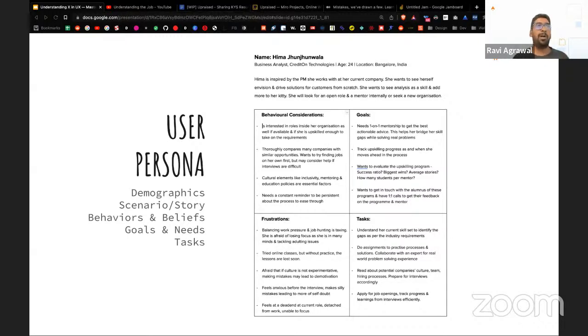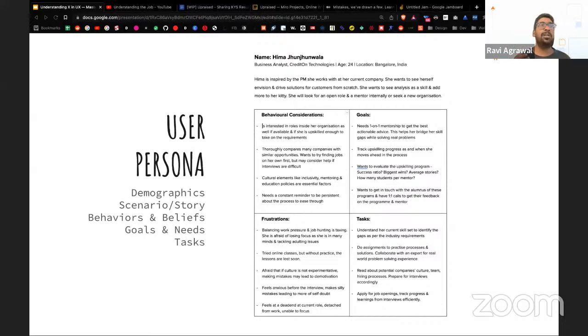She's inspired by the product manager she works with at her current company, and she wants to envision and drive solutions for customers from scratch. She wants to see analysis as a skill and add more to her kitty, right? She will look for an open role and a mentor internally, or seek a new organization to actually make it come alive.